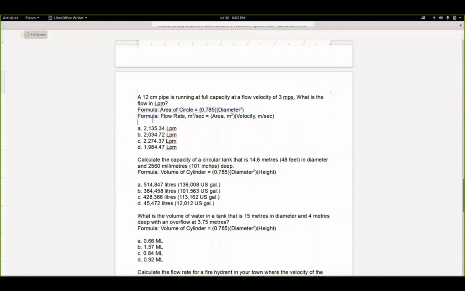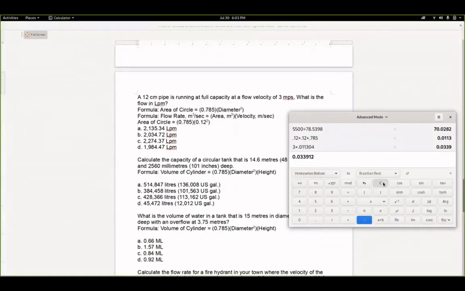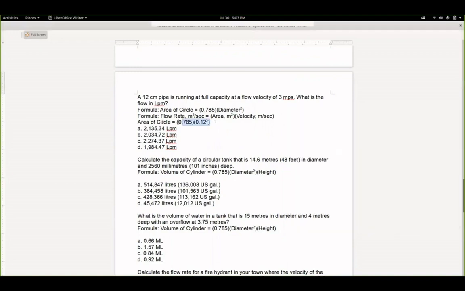So what we're going to do now is use the area of a circle formula, but we notice that everything else here is in meters. So we don't want to have the diameter in centimeters, we want to have it in meters. So we're going to have 0.12 there. We're going to multiply 0.12 times 0.12 times 0.785, and we get 0.011304.